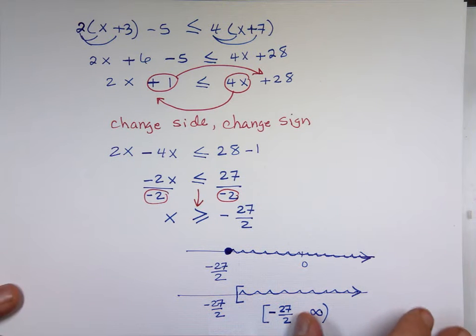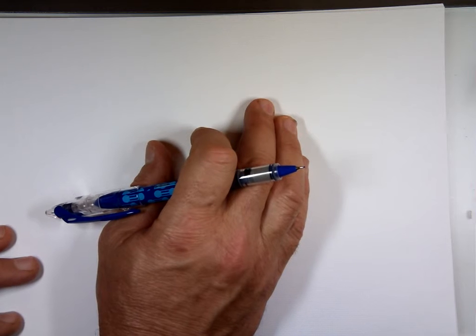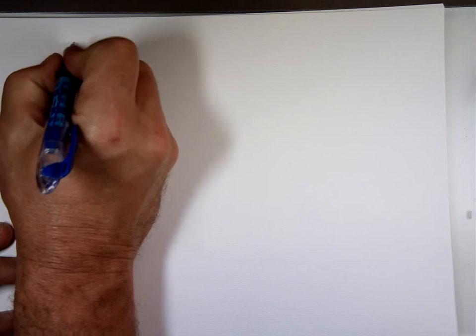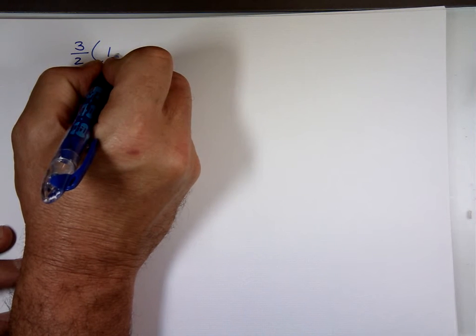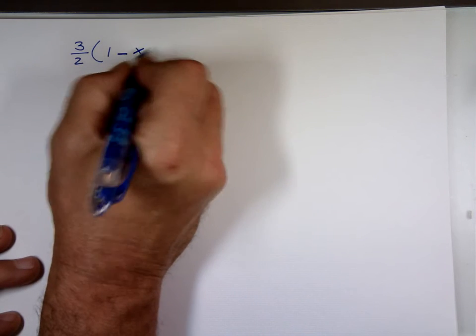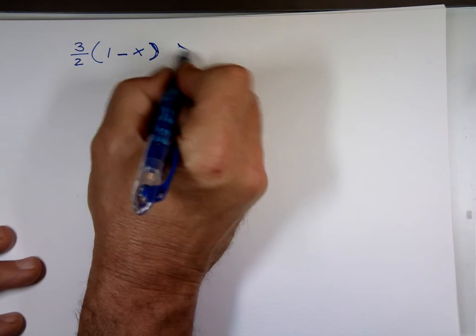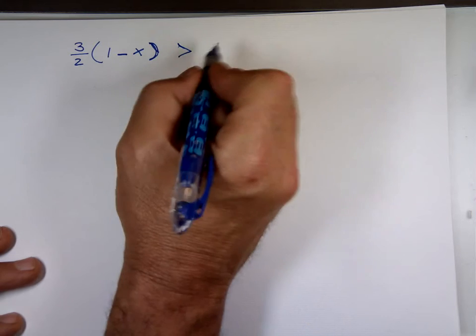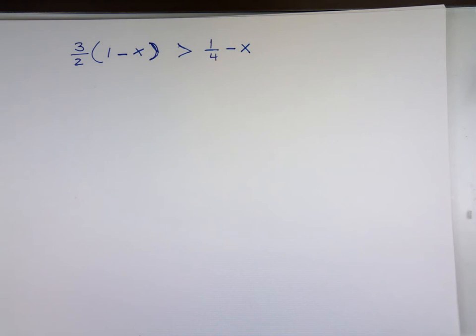A couple more. Three halves, the quantity 1 minus x is greater than 1/4 minus x. That's also a linear inequality.